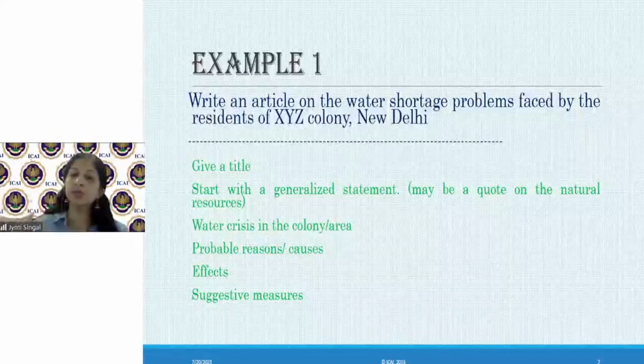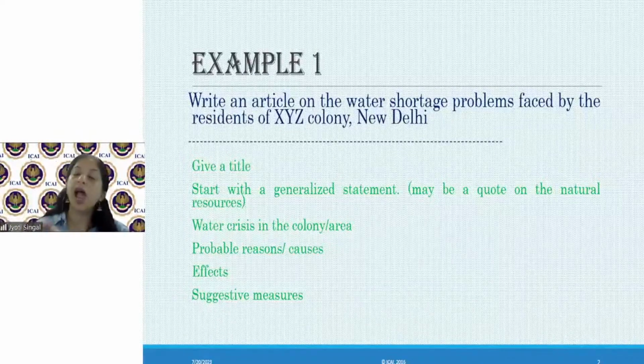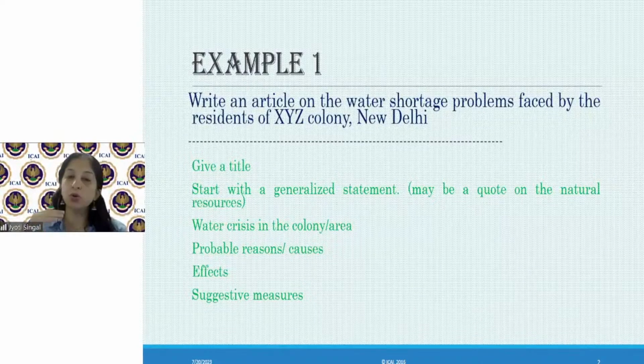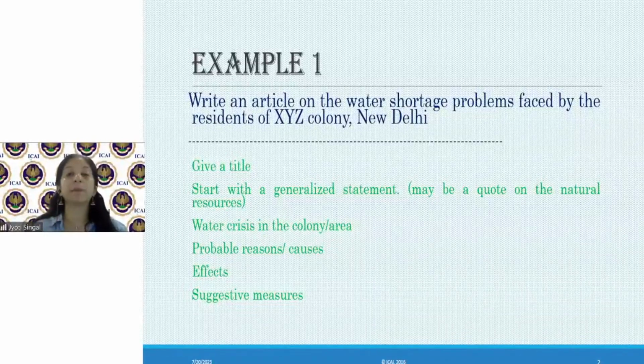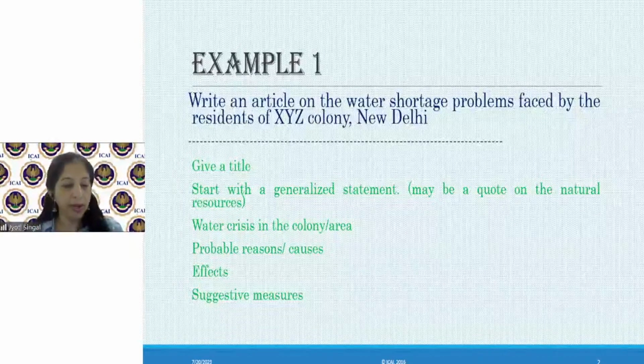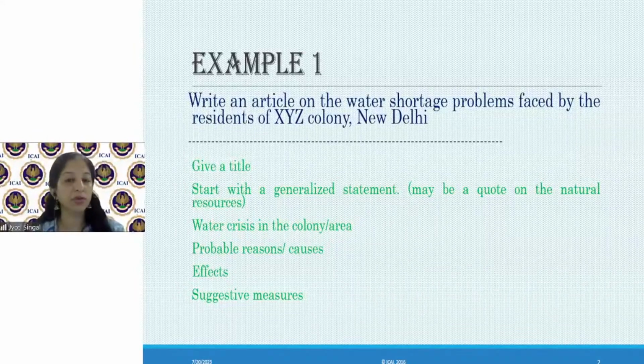etc. I'm just briefing you with ideas. Actual article aap likhoge, you can use these ideas, you can use the hints. For me, it's just that I am giving you a tip. Carrying on with this tip, I think you can increase and extend your ideas. Okay. Next thing it says is water crisis in the colony.